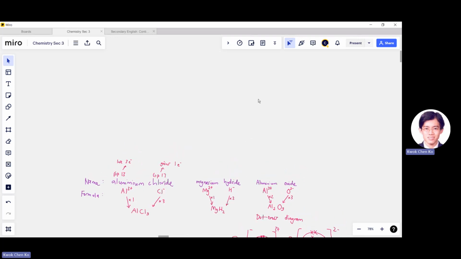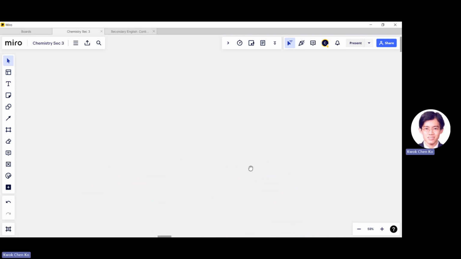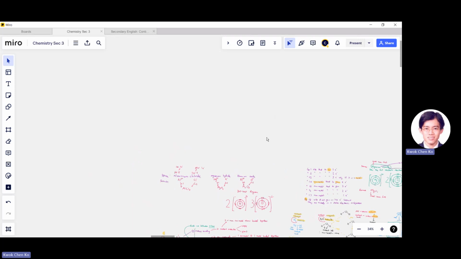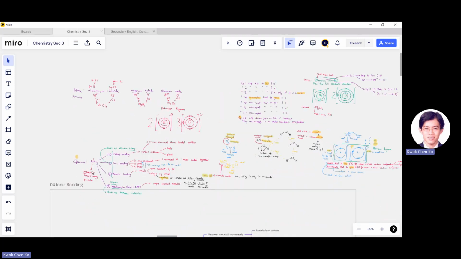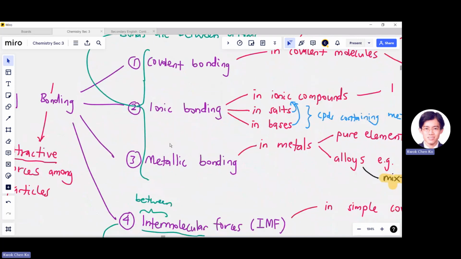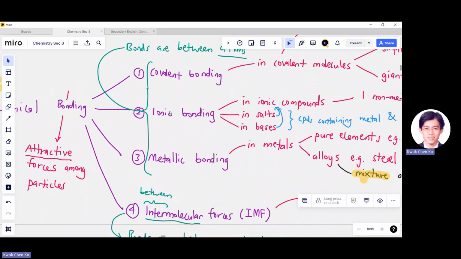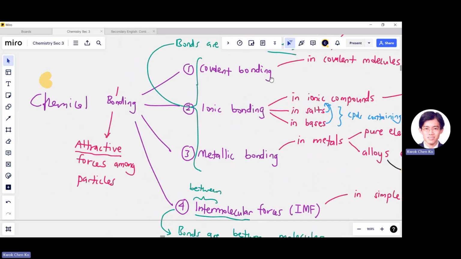just metallic bonding. All right, Singing, take note, there are 4 types of bonds you need to know, and as I said, only for this one. All right, that's good.